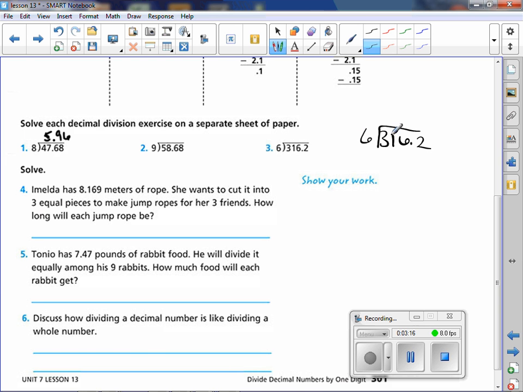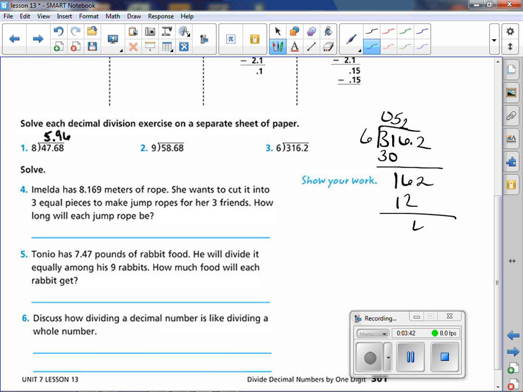Okay, well, does 6 go into 3? No. Does 6 go into 30? Yes. 6 times 5 is 30. Okay. Subtract out, bring down my 1 and my 6 and my 2. Okay. 6 into 16. It can only go twice, which is 12.